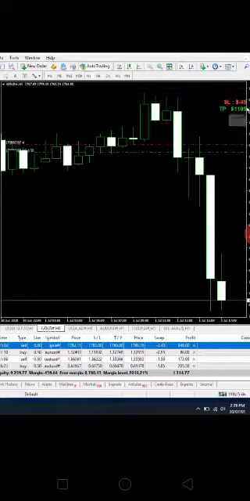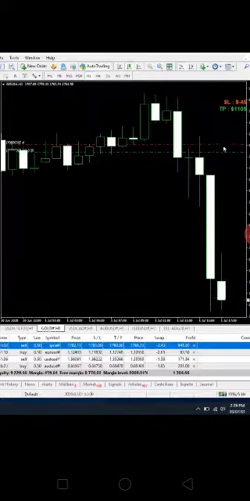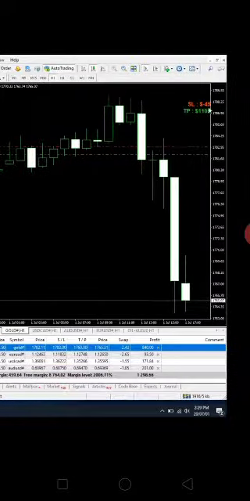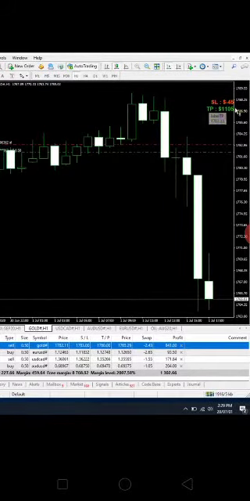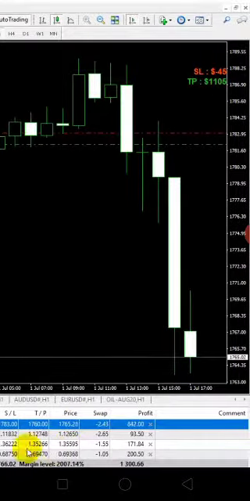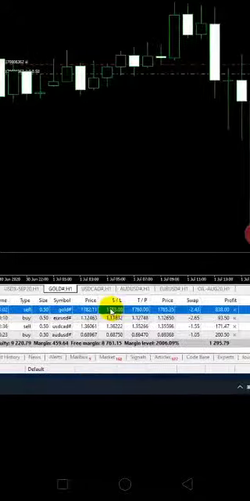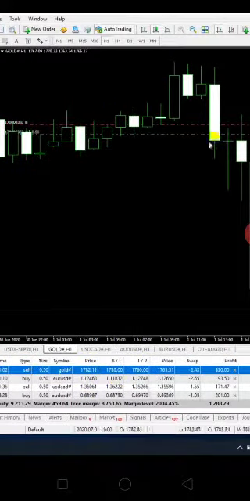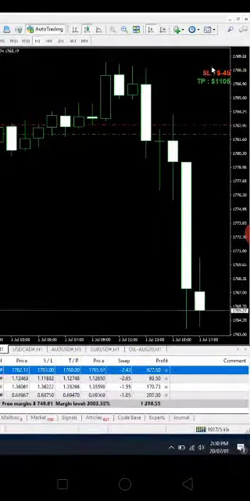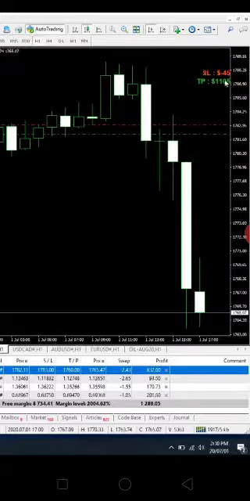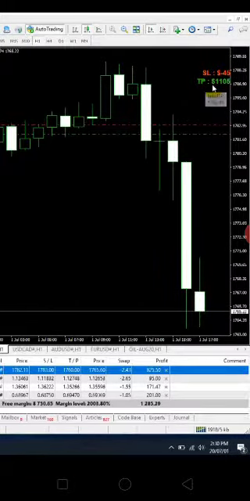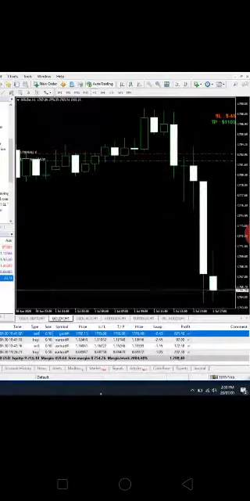So you can see I have revised my SL, and as per my SL, my SL in dollars changed. See, I have revised my SL now to 1783. Then my loss decreased to $45 from $145. So this is exactly how it works.